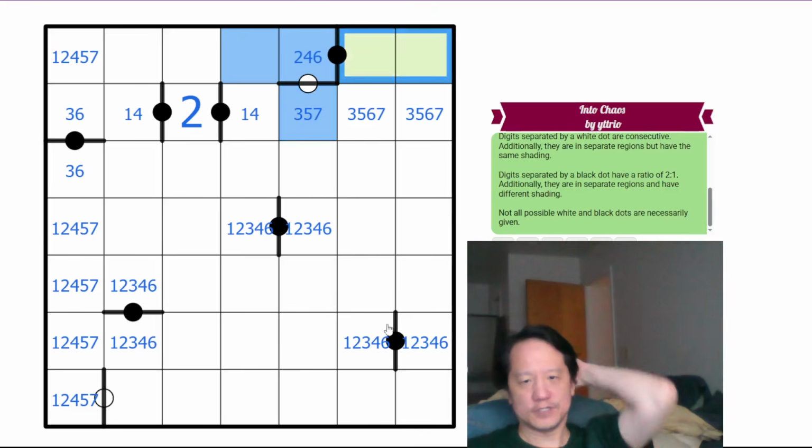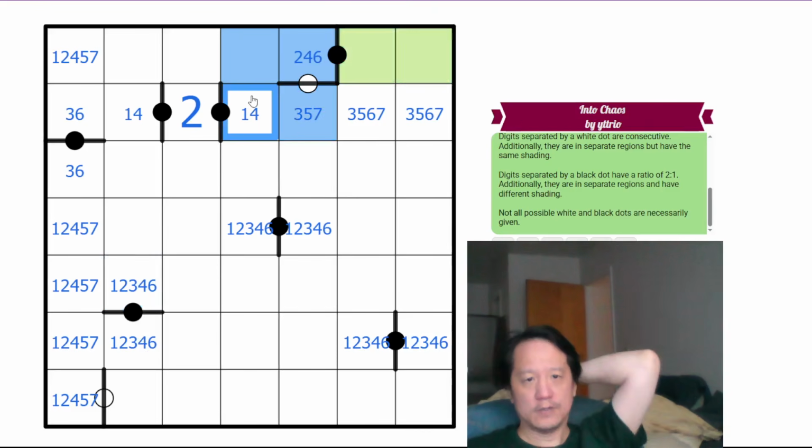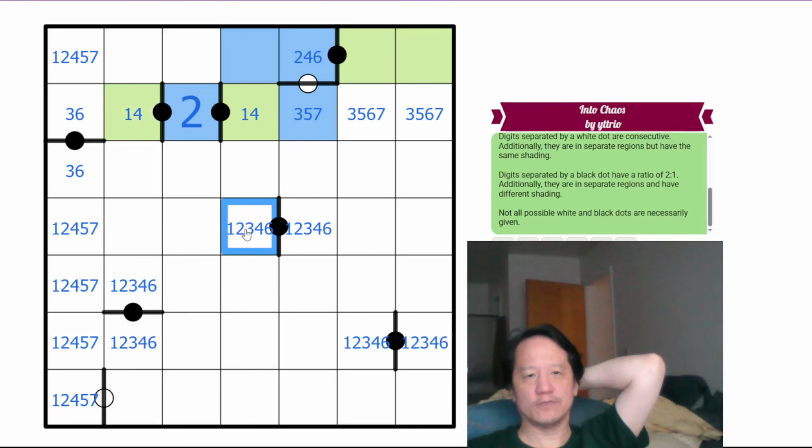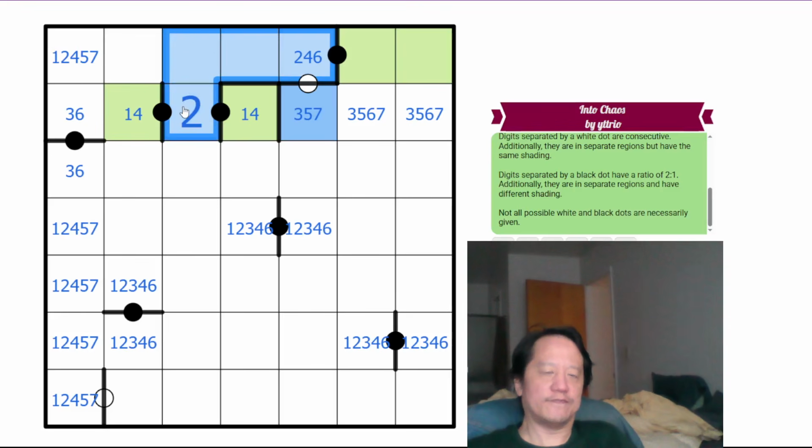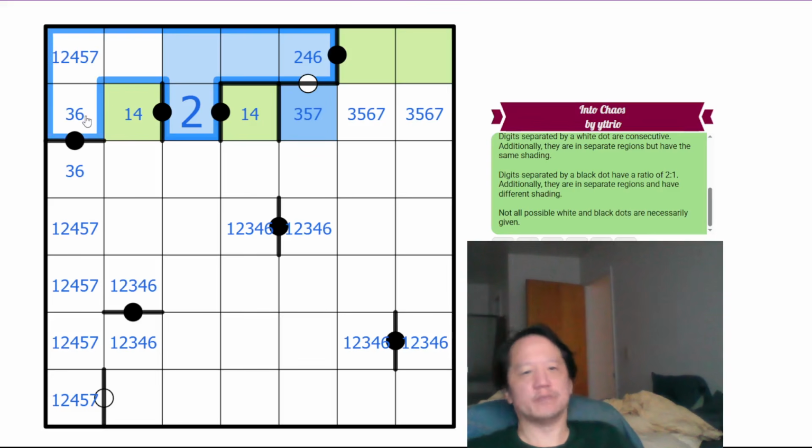This is a different shading. So this must be green, which makes this blue, which makes that green for the different shading. This has to orthogonally connect out, so this is blue. And it's a 7-cell region. We have 1, 2, 3, 4, 5, 6, 7 potentially.